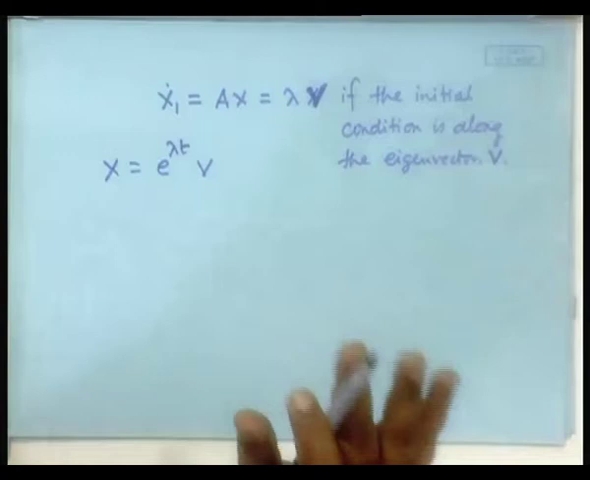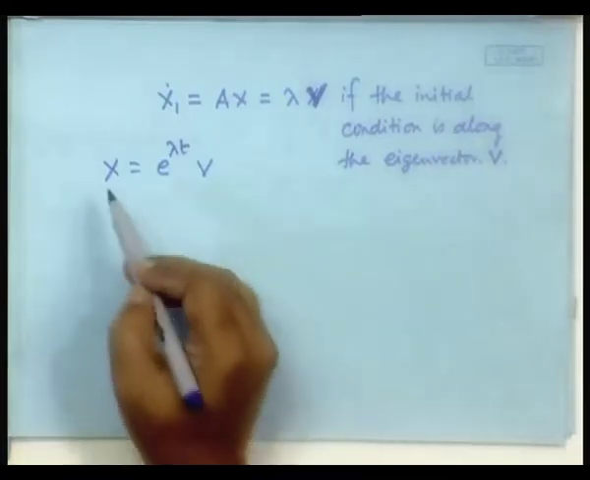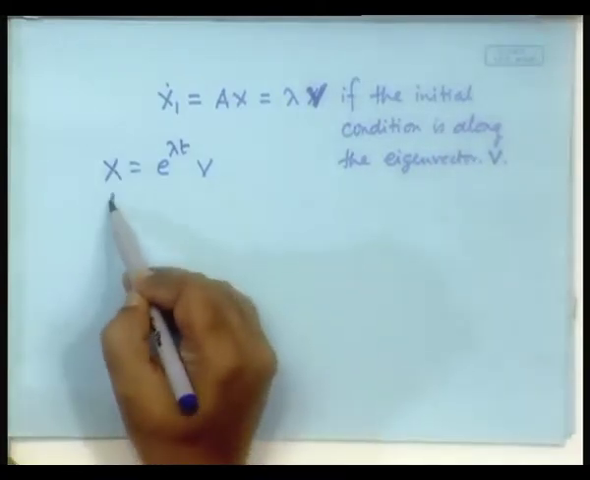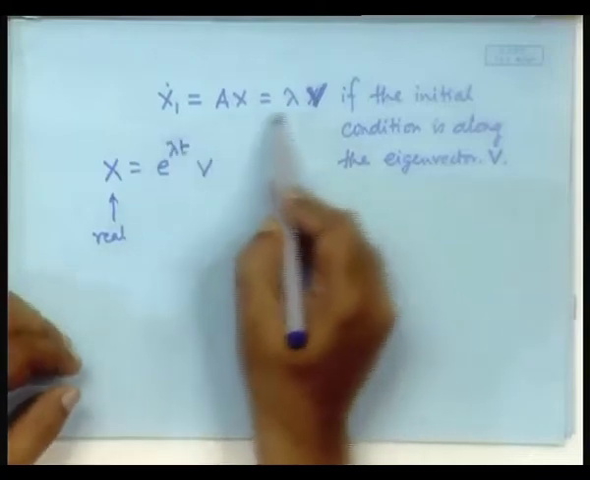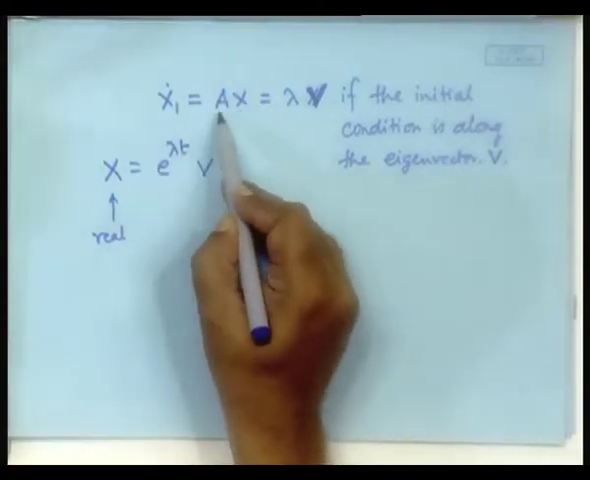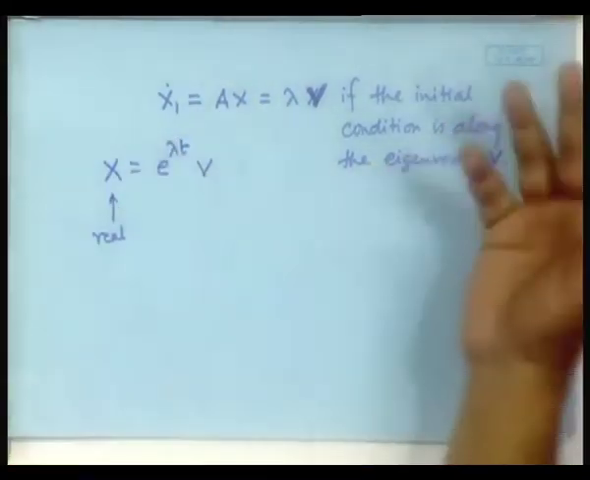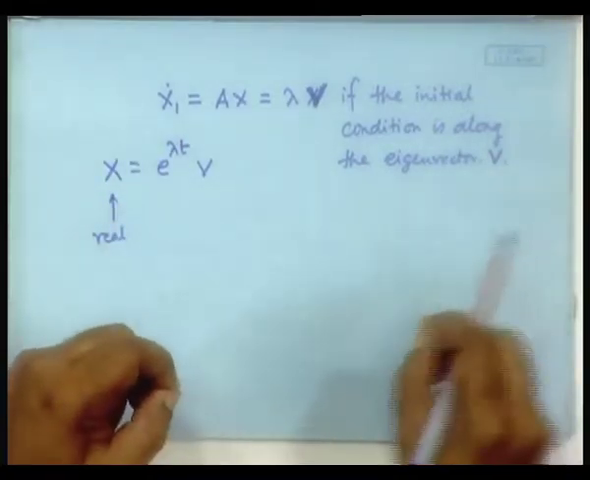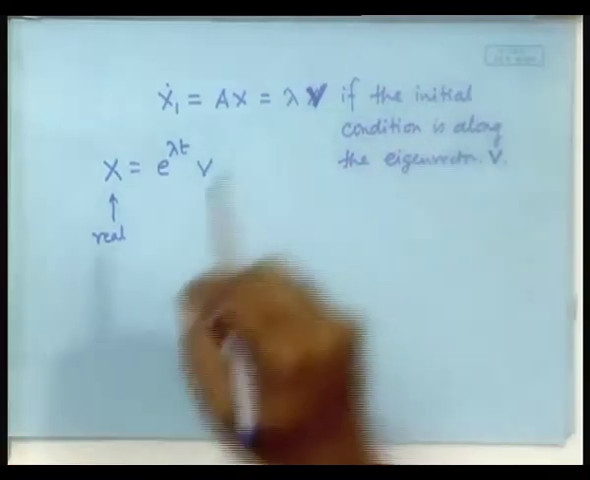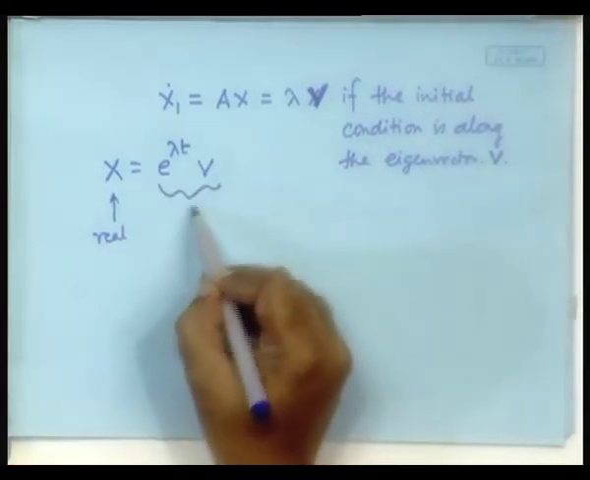Now, this left hand side is definitely real. Why? Because it is the solution of this equation. x is a real thing, A is a real thing, x dot is a real thing. So, this has to be real. This tells us that the state goes from here to here, and therefore, that must be a real number. So, this is real, but this is complex.